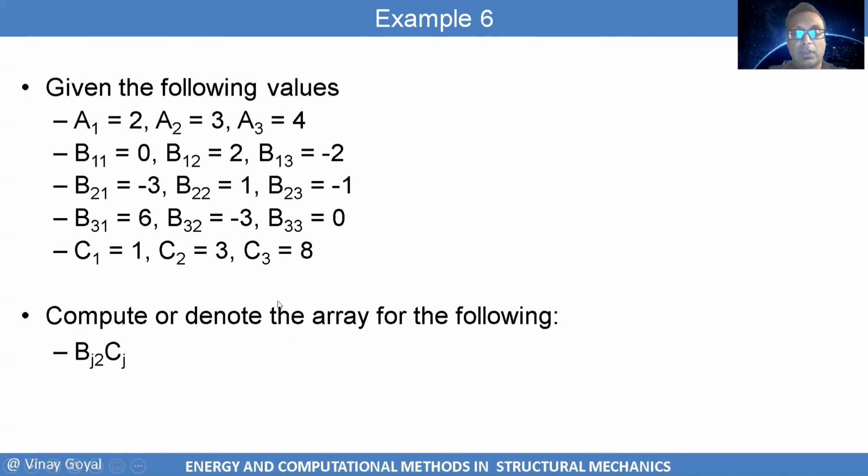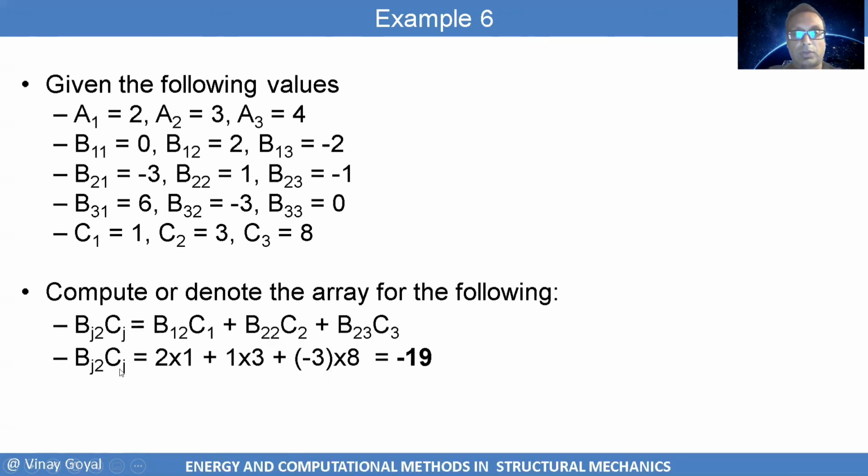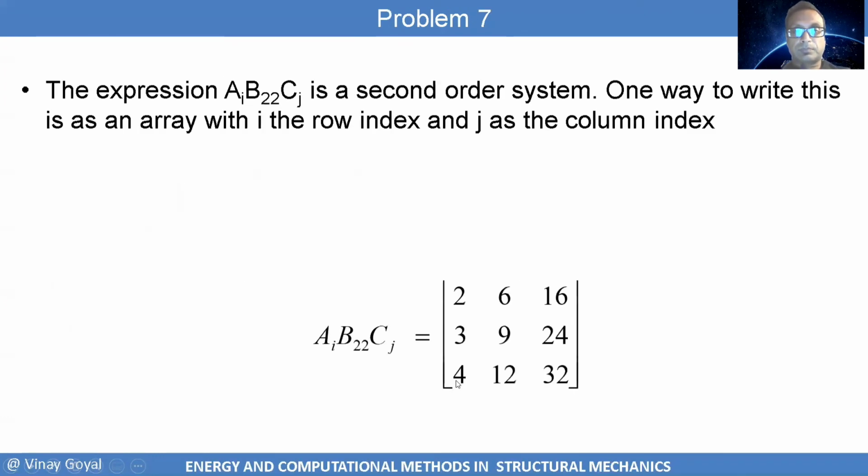Example 6, we want to calculate this. Well, j is repeated again, so that's a similar process. B12, in this case, j is repeated, so j is 1, so B11 C1, and then j is 2, B22 C2 plus B23 C3. And then you can plug in the values from up here, and you get minus 19.